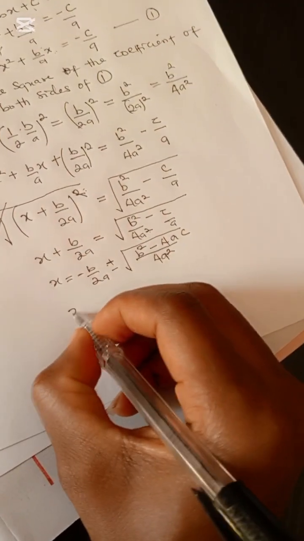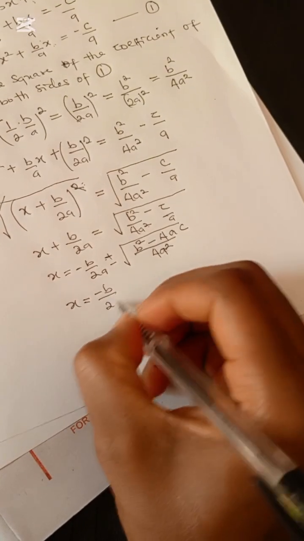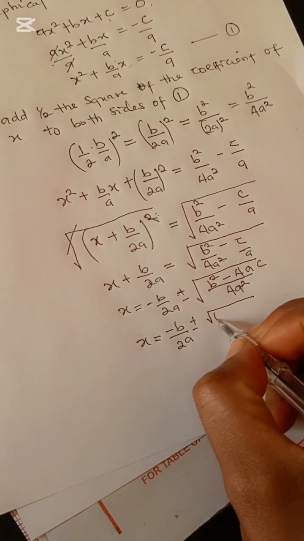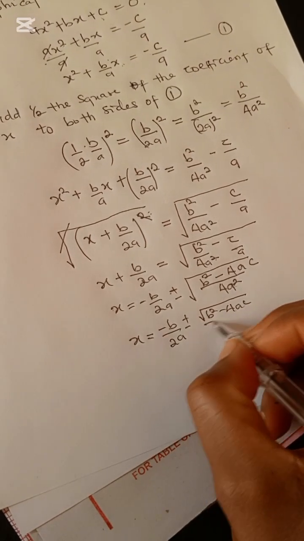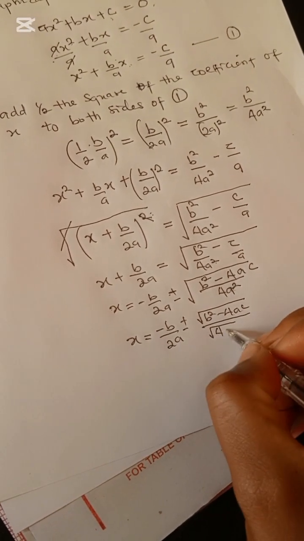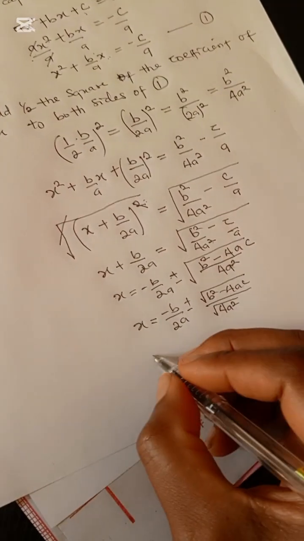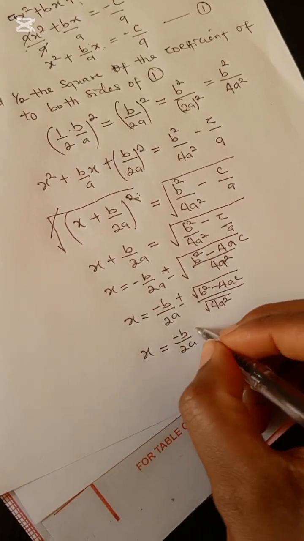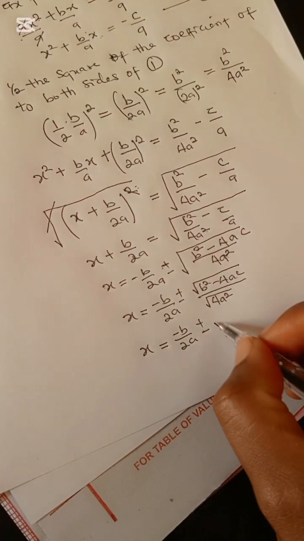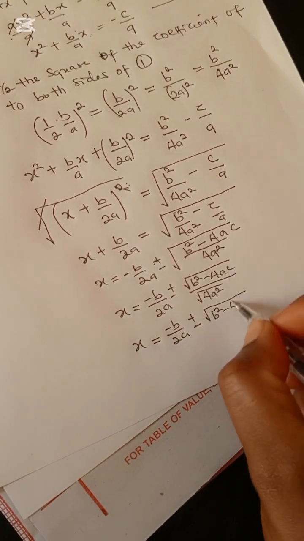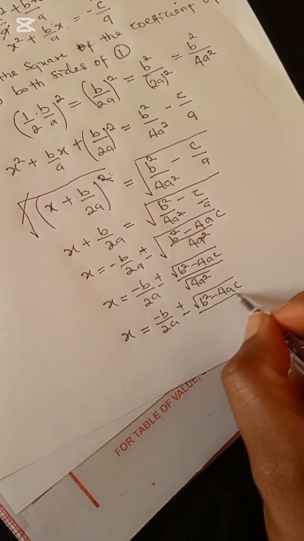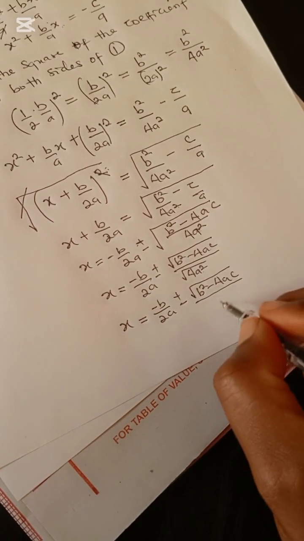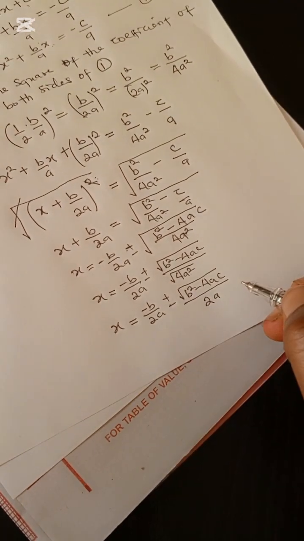And now this will give us plus or minus. This can be written as the square root of b squared minus 4ac all over the square root of 4a squared. Okay, so we still have minus b over 2a here, plus or minus. We'll maintain this here, b squared minus 4ac, all over the square root of 4a squared, which is 2a. Yes, it will give you 2a.